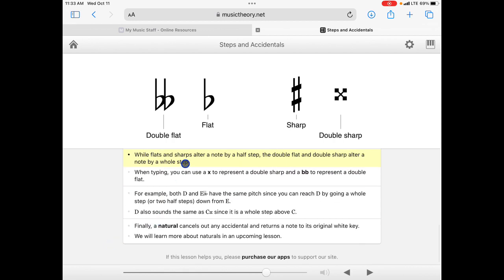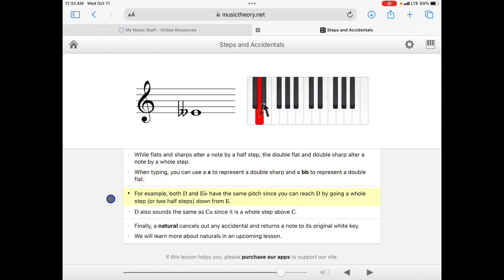When you are composing music, if you choose to do that in the future, you could simply use an X to represent the double sharp and two lowercase b's to represent the double flat. So let's look at this example. For example, D and E double flat have the same pitch, since you can reach D by going a whole step or two half steps down from E.